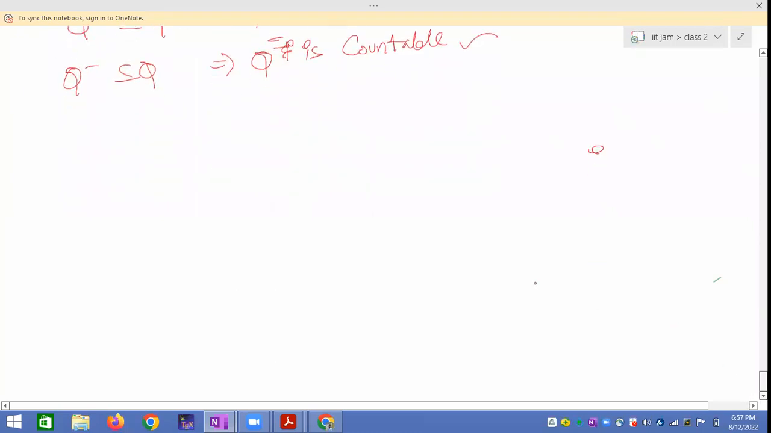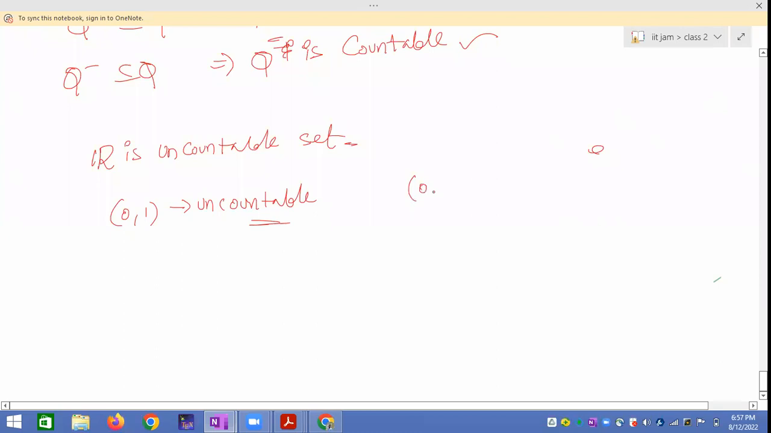What about R? Is R countable? R is uncountable. Because the interval (0, 1) is an uncountable set, and there is a bijective map between the open interval (0, 1) and R. Since (0, 1) is uncountable, this implies R is uncountable.